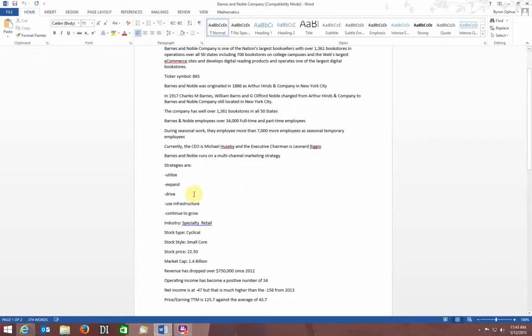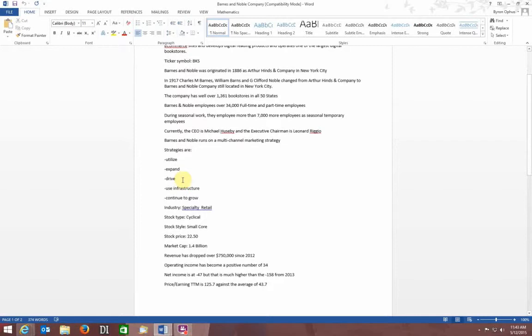Okay, utilize what, expand where, drive, I don't have any idea. Infrastructure, use the existing infrastructure. Are they planning to build an infrastructure? Is that the online or internet infrastructure, or is this their bricks and mortar infrastructure, right? Continue to grow, that would be, I think, more like resume or start growing again, because this is a company that's been in decline, right, for quite some time.